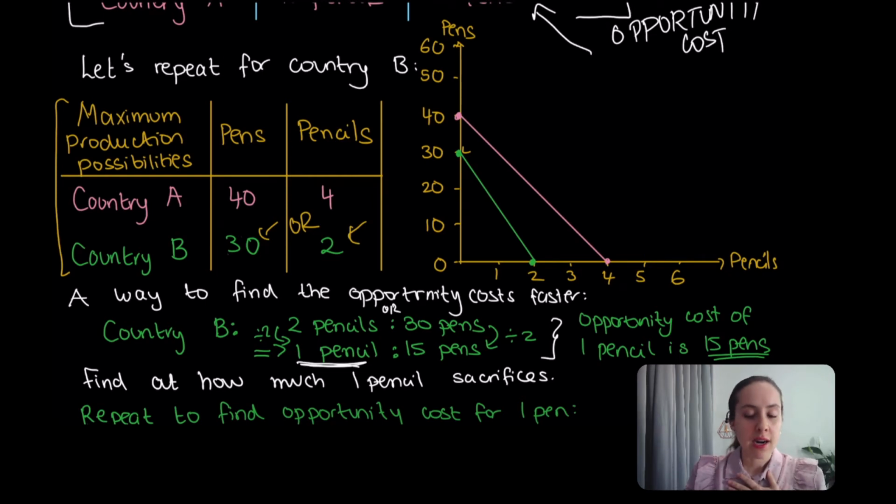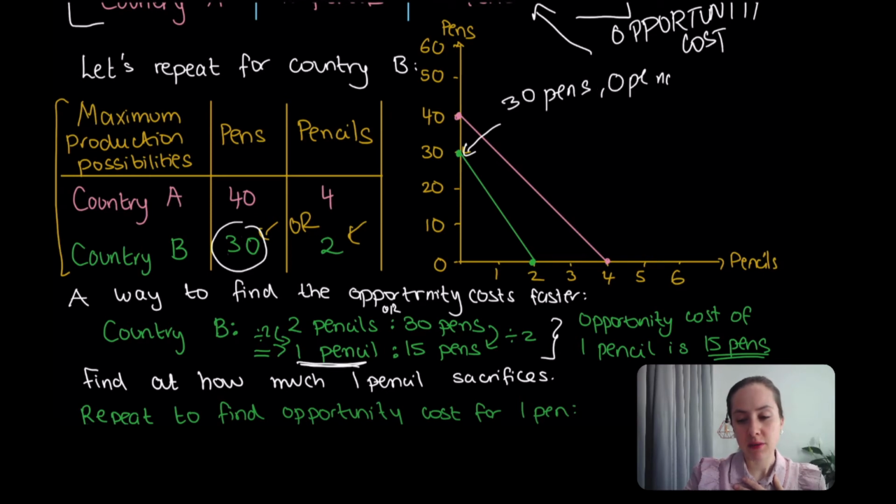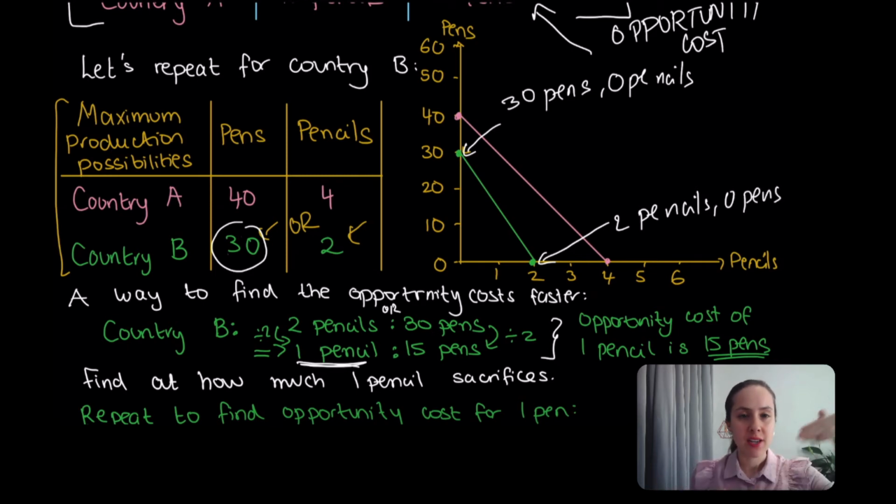So what I do to work out the opportunity cost, we've got country B to do. Country B, I've written down here, can make, remember, 30 pens and 0 pencils, or it could make 2 pencils and 0 pens. Or it could make any combination along the PPF. Right, so draw that, practice that.